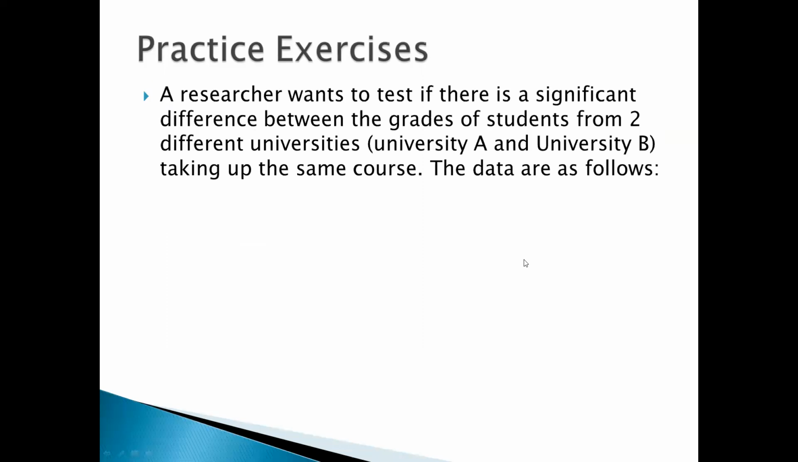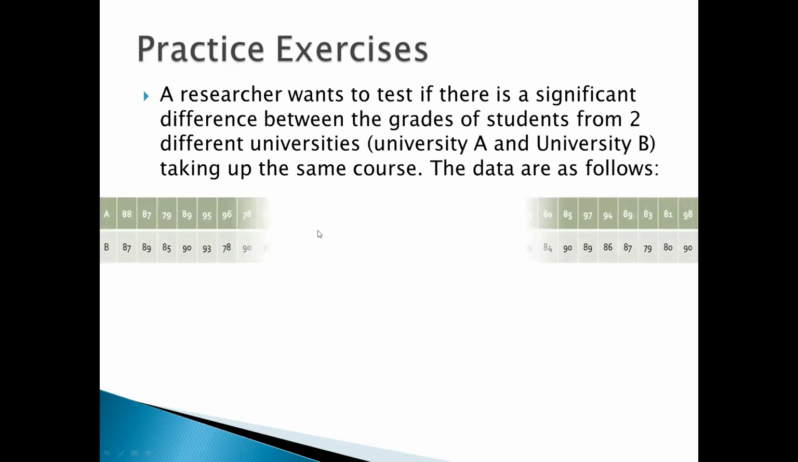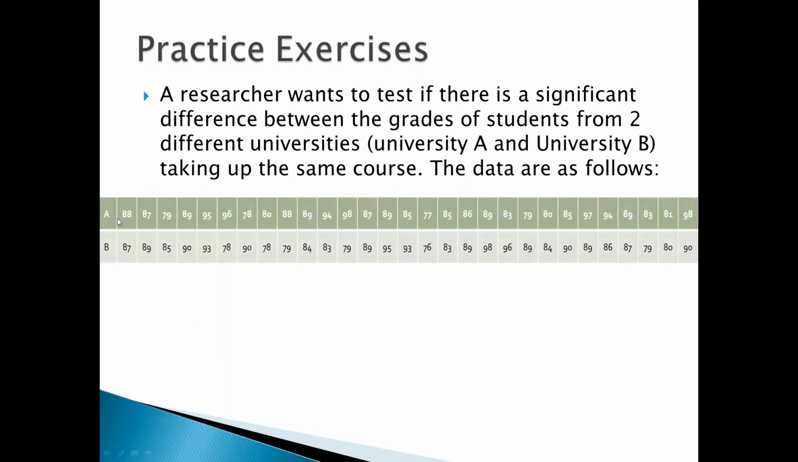Next item. A researcher wants to test if there is a significant difference between the grades of students from two different universities, University A and University B, taking up the same course. The data are as follows. For University A, we have here 88, 87, 79, and so on until 83, 81, 98. While for University B, these are the grades: 87, 89, 85, and so on until 79, 80, and 90.